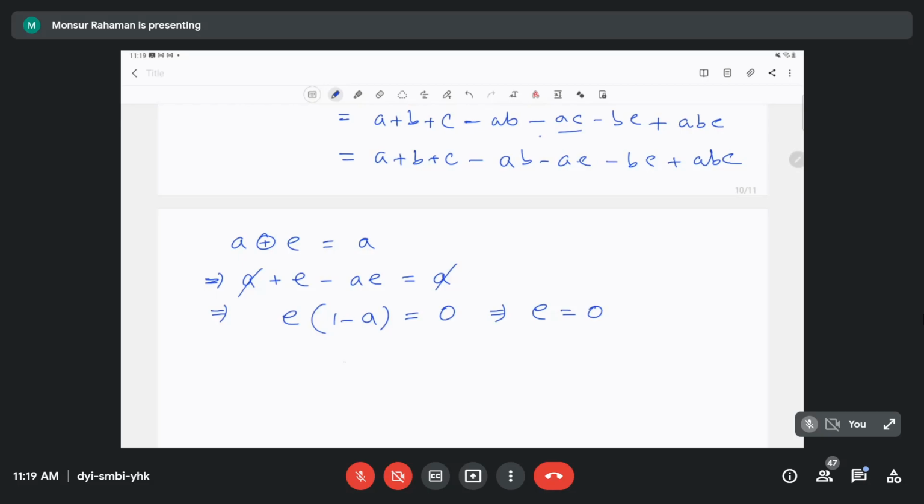Okay, but if a is 1, then there is no identity element, no? This identity element exists when a is not equal to 1.